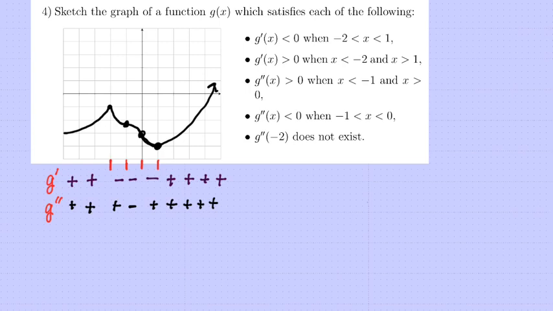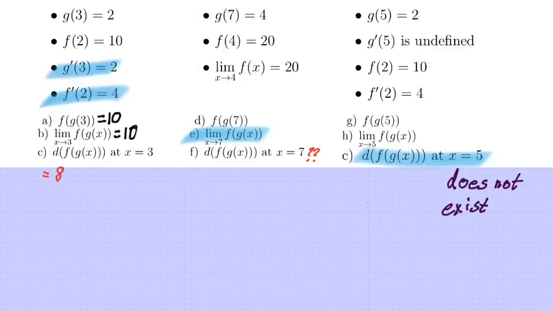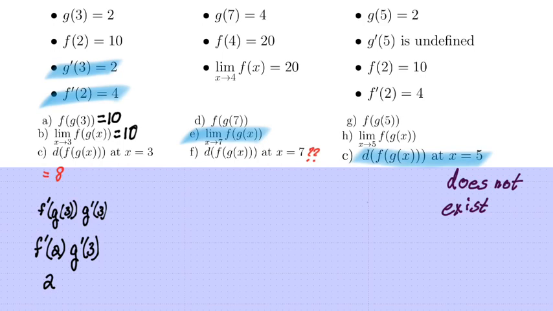Can you go back to the set of questions we were just on, with the G of X, so plugging stuff in? How do you get 8 for C? Chain rule says that it's f prime of G of 3 times G prime of 3. G of 3 is equal to 2, times G prime of 3. So that's 4 times 2.